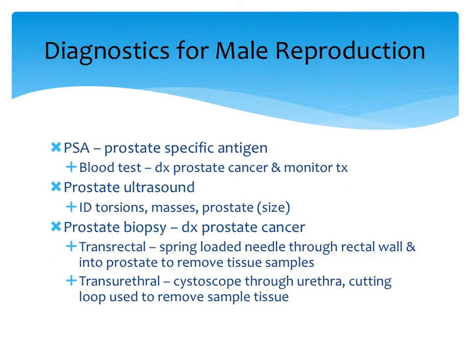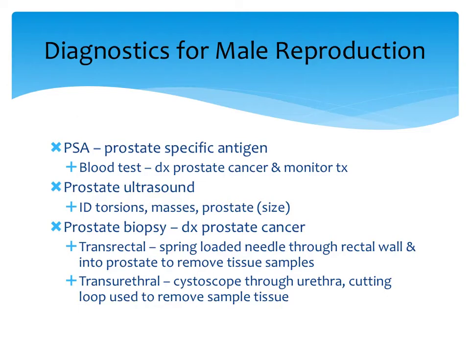When we talk about diagnostic tests for male reproduction, one of the big tests that is seen a lot, especially in older males, is a PSA, which is the prostate-specific antigen. This is a blood test that's used to help diagnose prostate cancer and also to monitor treatment.